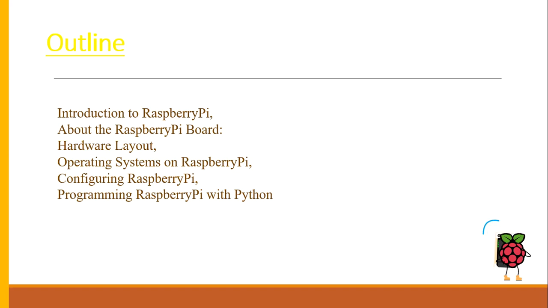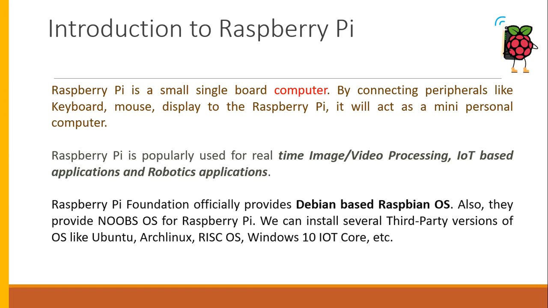So Raspberry Pi is a small single board computer that is mainly used to connect a variety of peripherals for particular types of applications. It's very popular because it has image and video processing capability, and nowadays it's also used for IoT based applications. It's also used for audio applications. A lot of applications we can do with the Raspberry Pi.